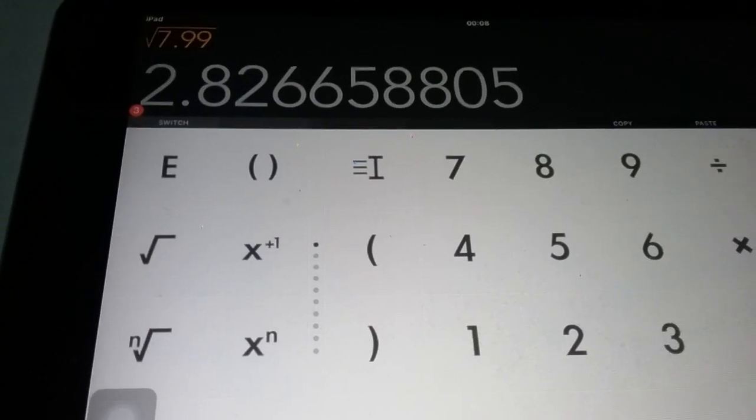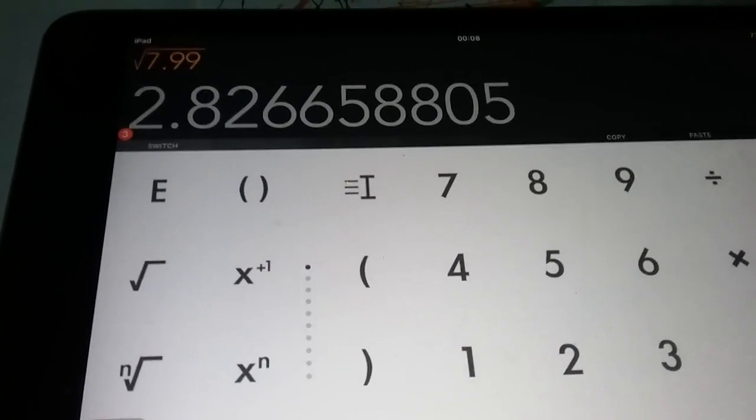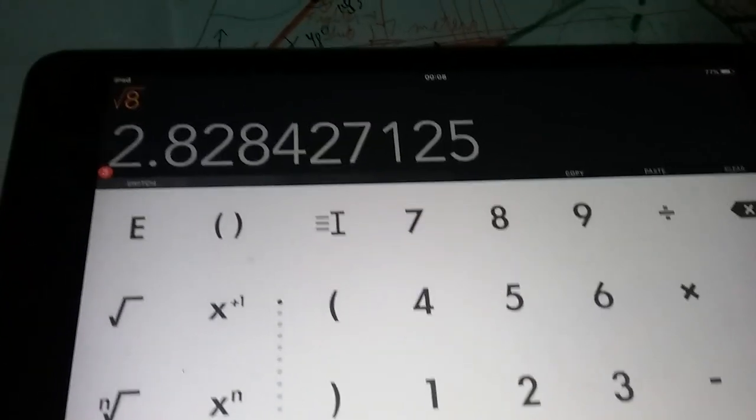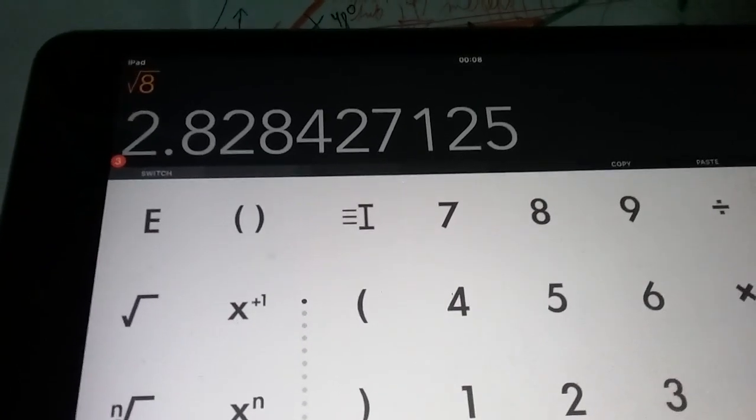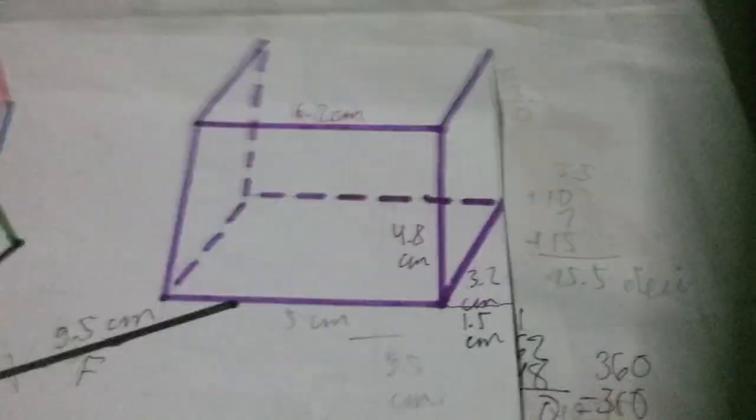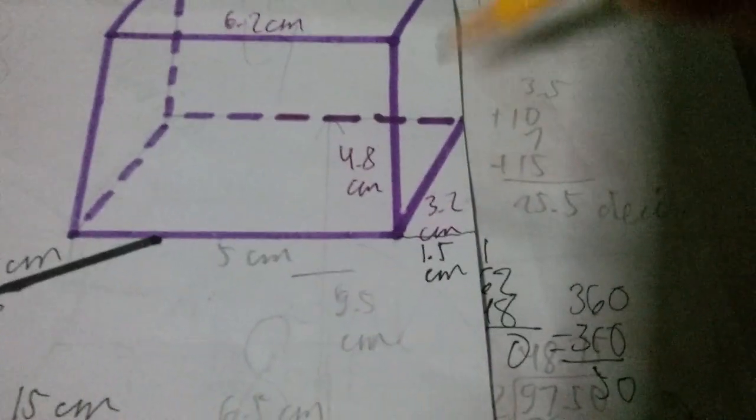So therefore, that's the measure of B. B should be 2.82 cm. Now imagine if I were to do the square root of 8, do you think we will still get the same answer? Yes, we still do. 2.82 or 2.83. Alright? Now we already got our height. Wait a moment. Our height that we got here is 2.8.